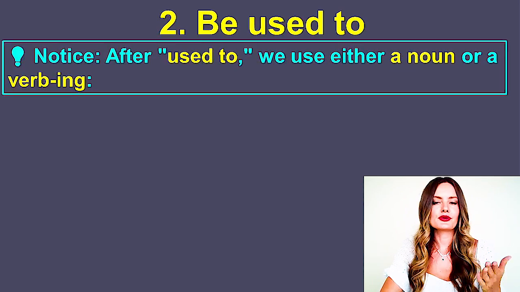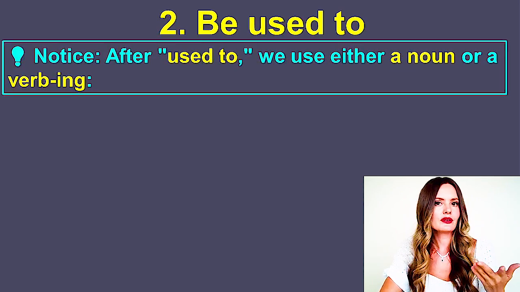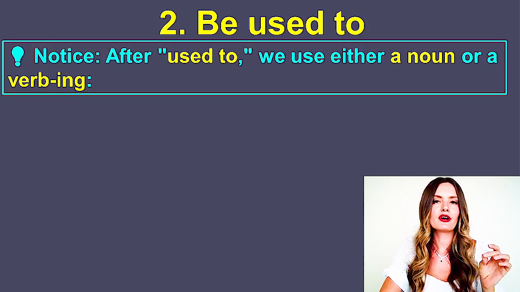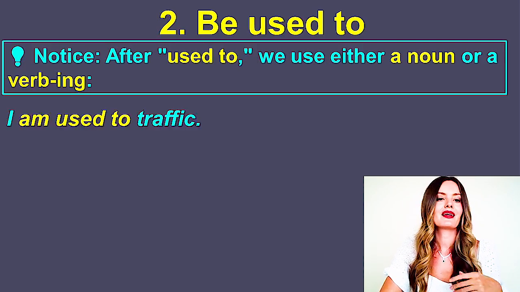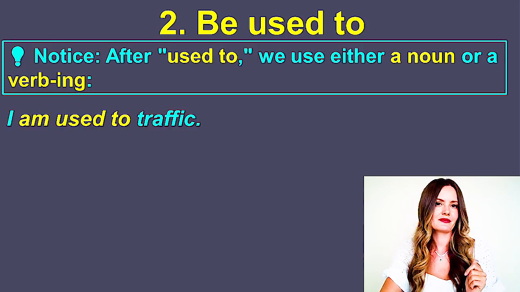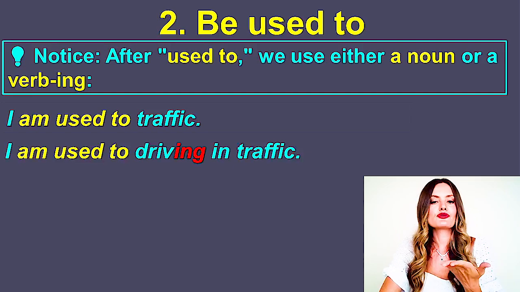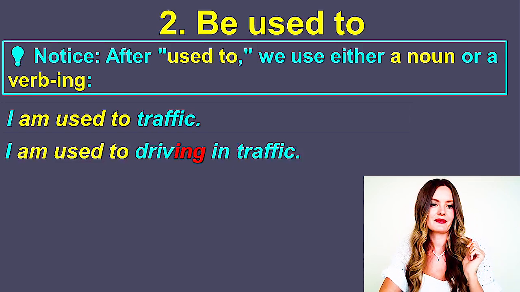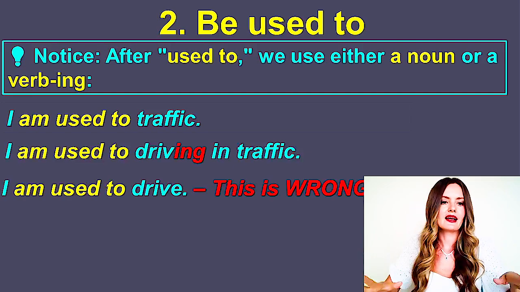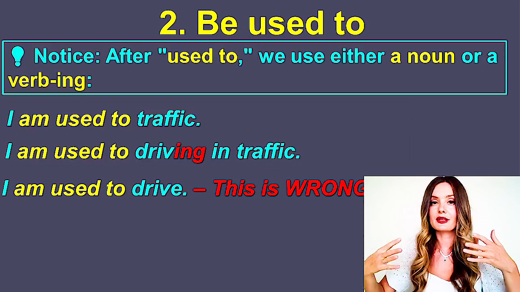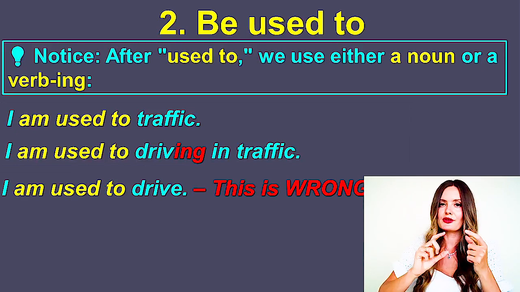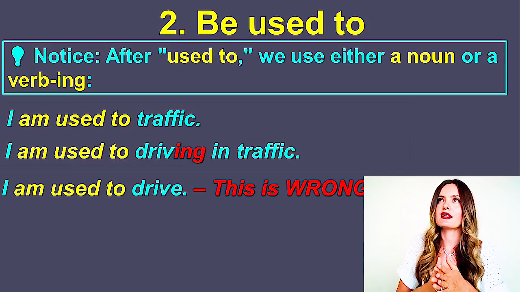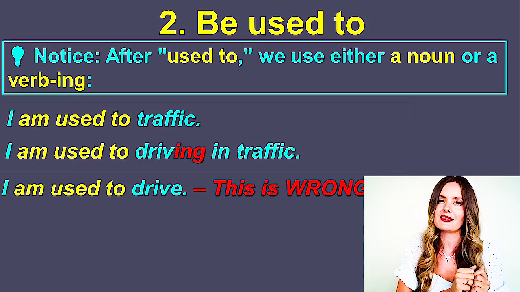Now pay attention. After used to, we use either a noun, a pronoun, or a verb with ing. I'm used to traffic. I'm used to driving in traffic. But you cannot say I'm used to drive. It's going to be wrong. Don't get confused with used to when you say that you used to do something in the past.